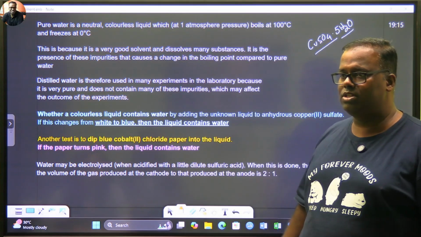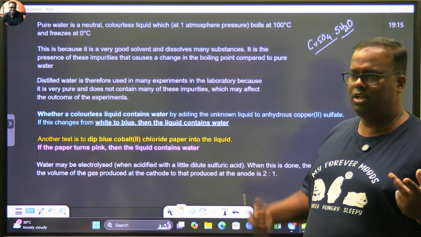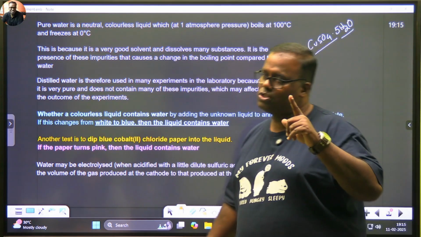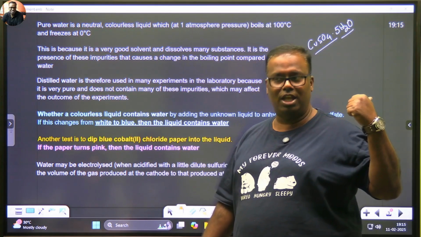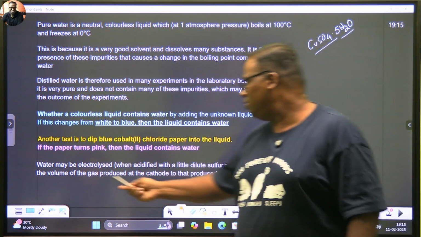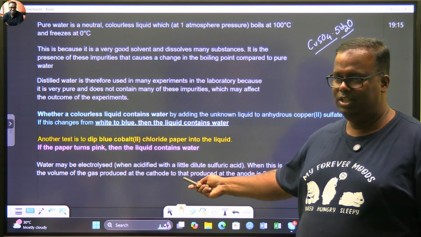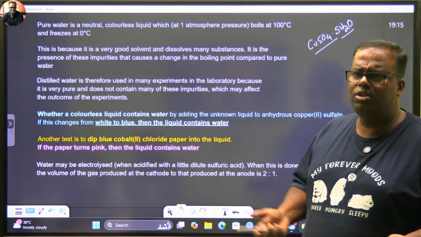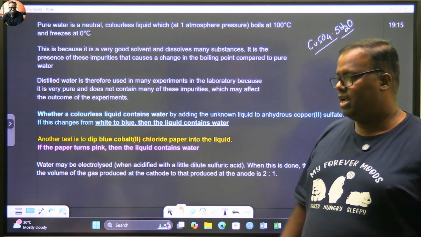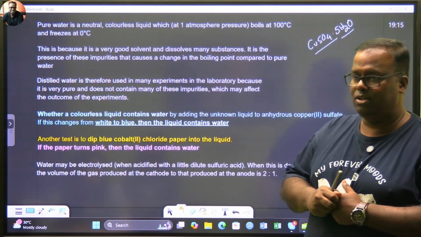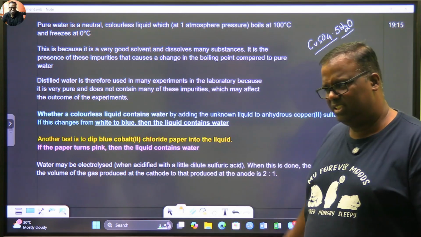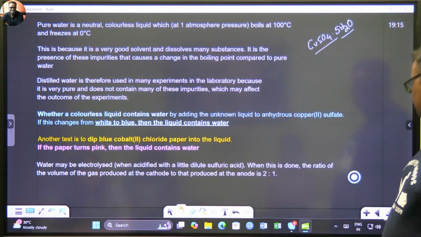Once it undergoes electrolysis, 2 gases are evolved, hydrogen and oxygen. Hydrogen is in 2 parts, oxygen is in 1 part. Hydrogen is the +1, so it will go to the negative electrode, which is cathode. And so there, what they have written here, when this is done, the ratio of volume of gas produced at cathode is twice. So what is produced at cathode? Hydrogen. Hydrogen is plus. Plus will always run to the negative electrode. And negative is who? Hydroxide, OH. So oxygen will run towards the positive side. Clear? This is basically a summary of what we have studied.